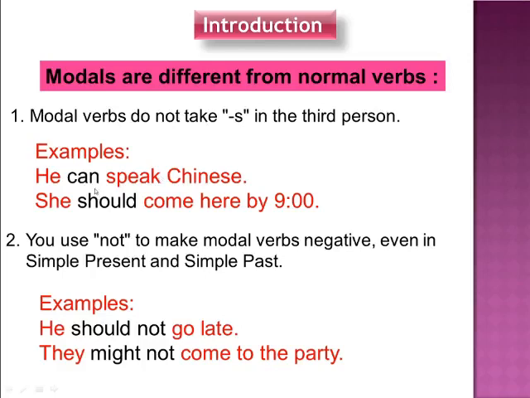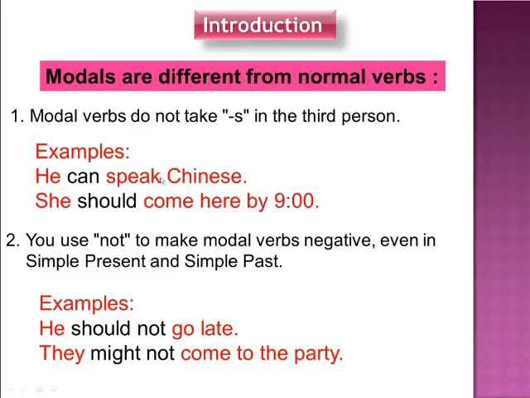In the third person, normally in the simple present tense, the third person is the subject here, so we use s with the verb. Here, he can speak Chinese. Not he can speaks.